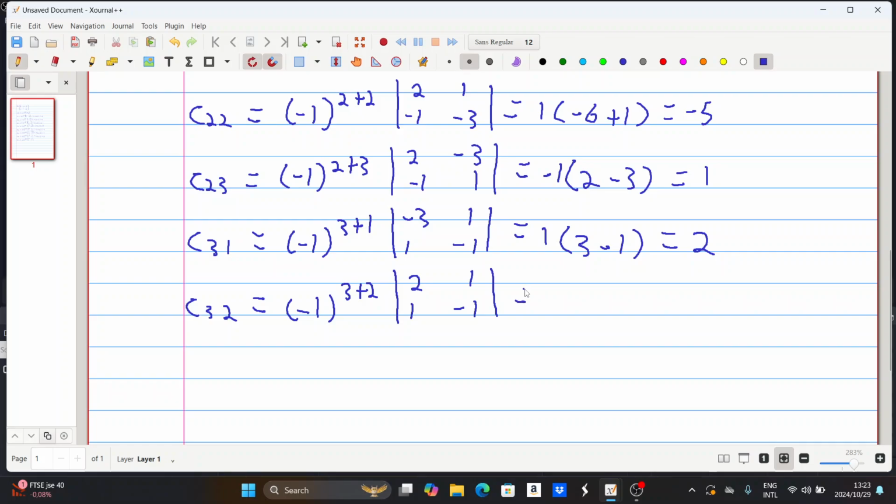Then negative 1 to the power 5 is going to give us negative 1. And then negative 1 times 2 is going to be negative 2. 1 times 1 is 1. Then it's going to be minus 1. Minus 2 minus 1 is minus 3 times negative 1, which is going to give us 3. So we have 3 there. Our last cofactor, C33. We are done now. It's going to be minus 1 to the power 3 plus 3.